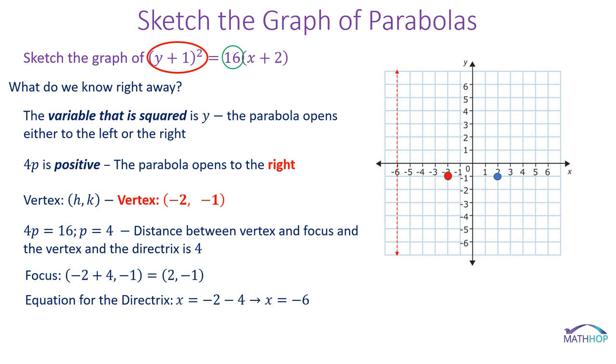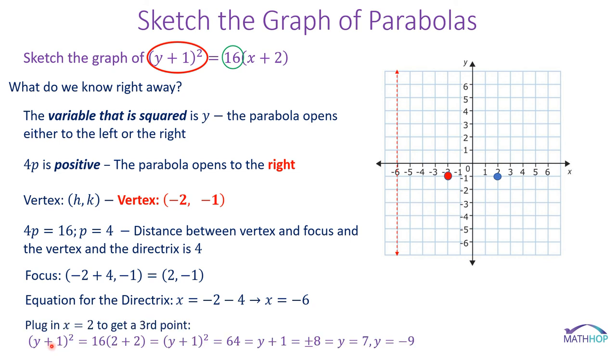So we're going to plug in a point. Like right now, we don't have 2 points. We have 1 point. So if we want 3 points, we're going to have to plug in some value for x. Let's plug in 2. So if we plug in 2 for x here, I'm going to do it really quickly and just show all the work. We're going to get y plus 1 squared equals 16 times 2 plus 2. So 2 plus 2 is 4 times 16 is 64. That gives us y plus 1 squared equals 64.